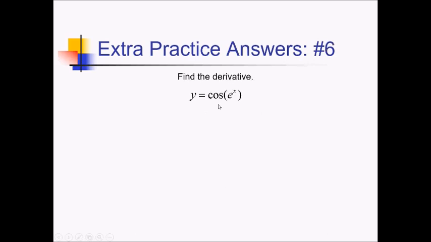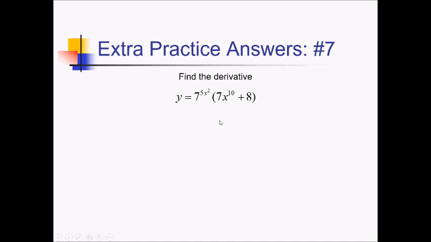To find the derivative of cosine of e to the x, we need to use the chain rule. So the outer function is cosine. Derivative of cosine of something is going to be negative sine of something. In this case, negative sine of e to the x. Now we have to multiply by the derivative of e to the x, which is also e to the x.